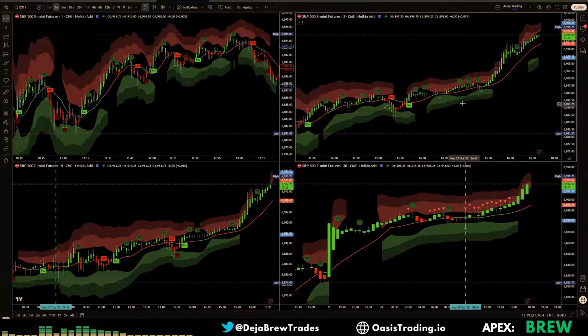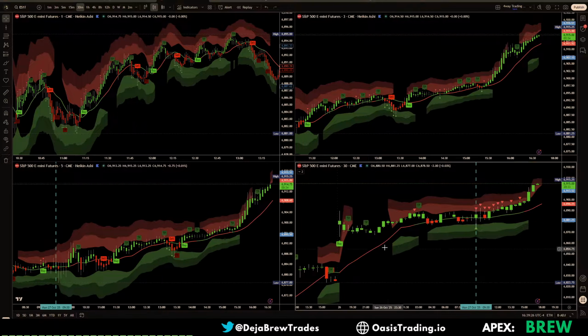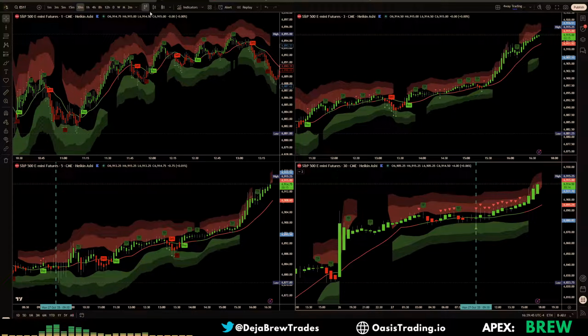But then starting around, let me pull up the actual 30-minute here. Starting around, let's see here. It was around 1 o'clock, I believe it was, 1 to 1:30. 1 o'clock to 1:30, we started getting pretty one-directional, where it was actually protecting every 30-minute low, and we started to break every 30-minute high.